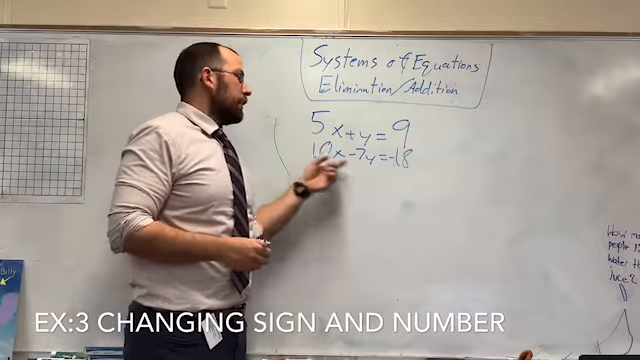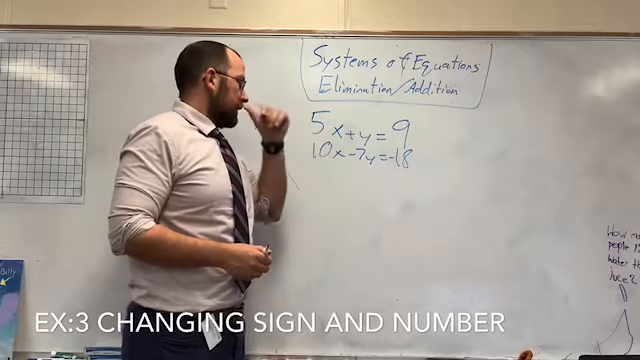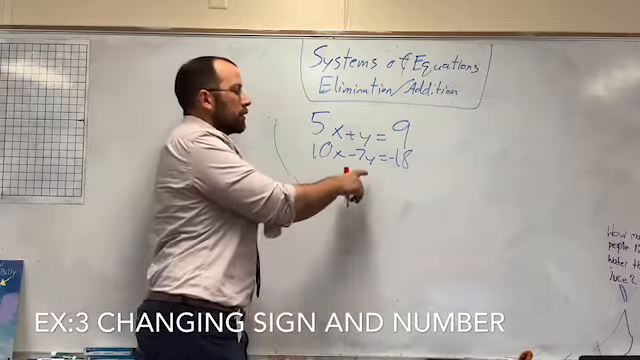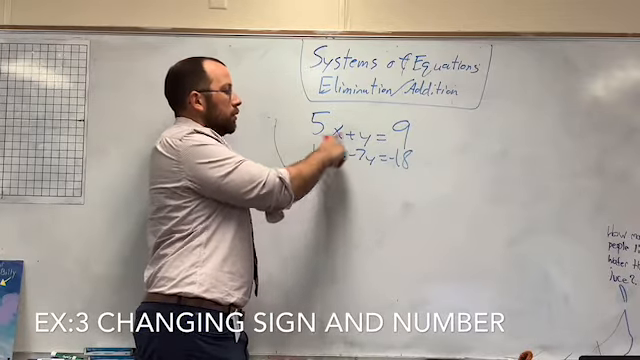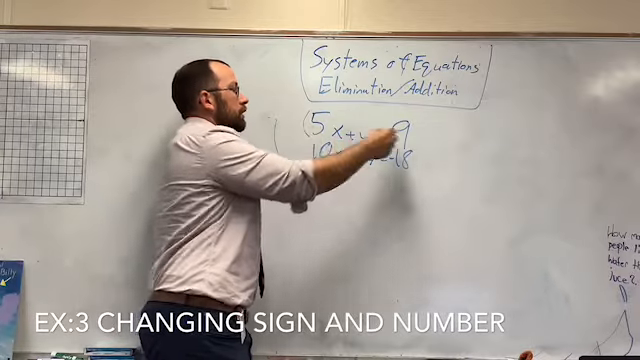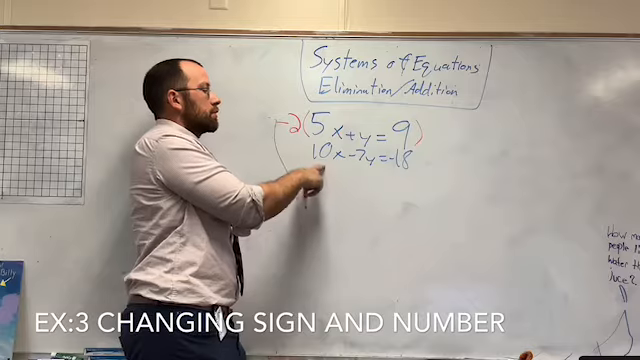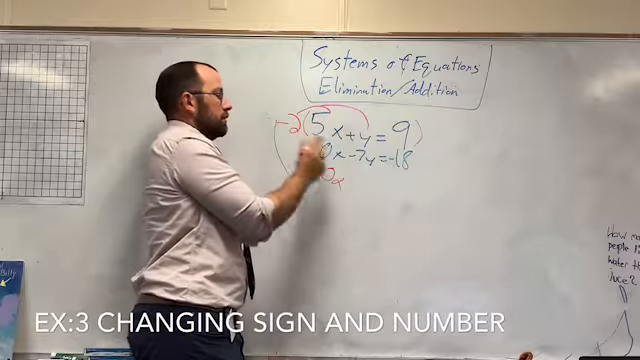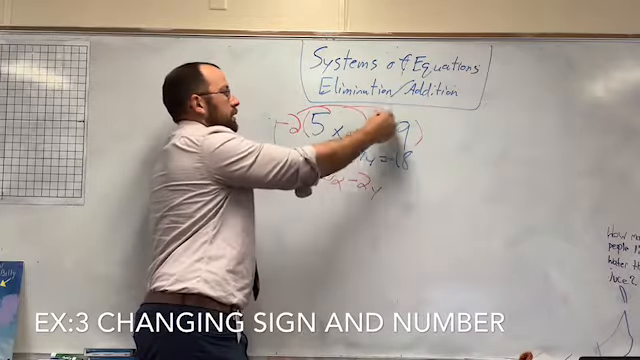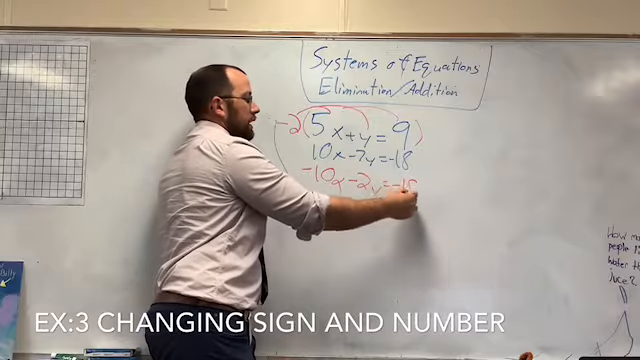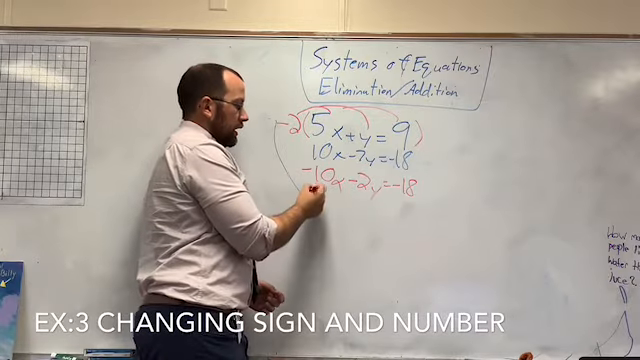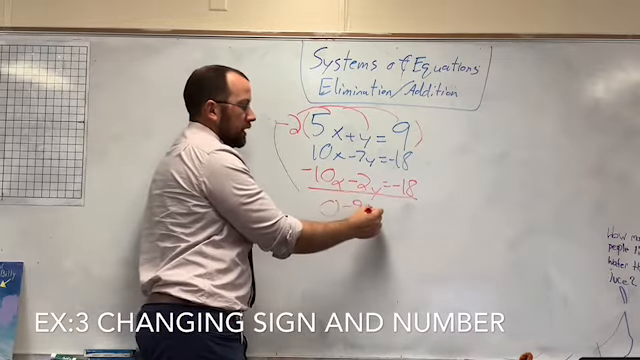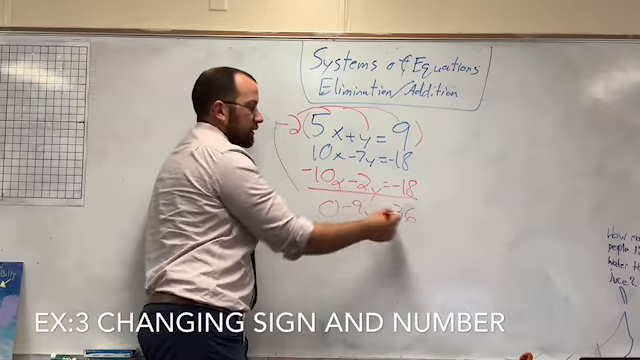Now it doesn't matter, you can do the y or the x. I'm going to do the x because I just don't like the number 7 when I multiply stuff. I don't know why, I just don't. So I'm going to multiply this whole top by negative 2 so I can get the opposite of 10. So it gives me negative 10x minus 2y equals negative 18. And I add them. So it gives me 0 minus 9y equals negative 36.